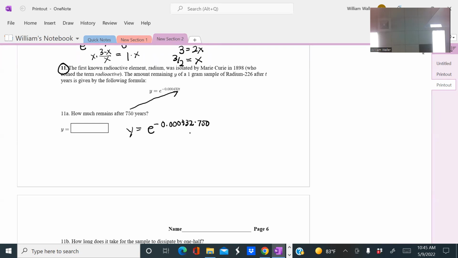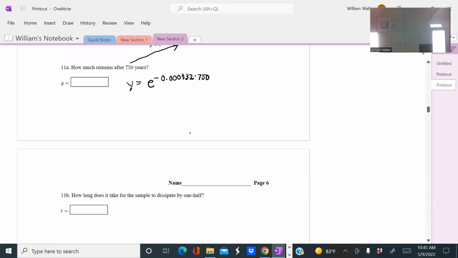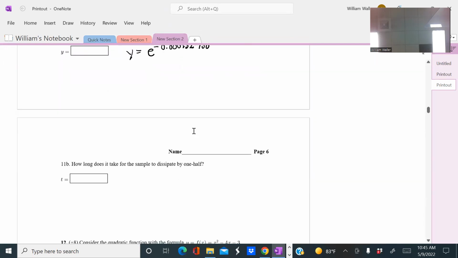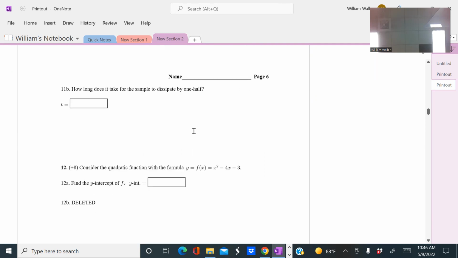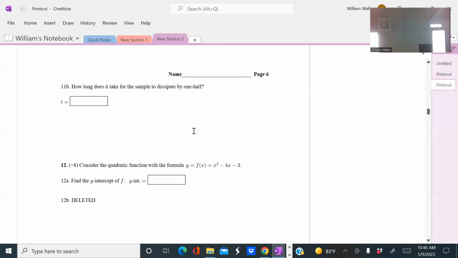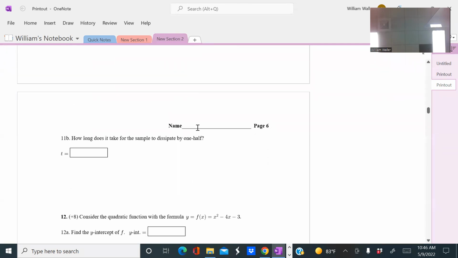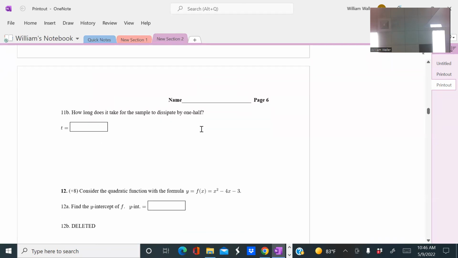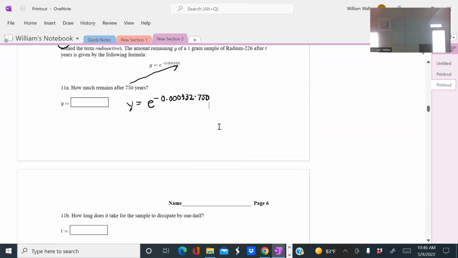So you can see the answers there on the answer key. We don't need to go through that calculation. What does the answer sheet say? Does anyone have the answer sheet to look at? All the way at the bottom. Yeah, all the way at the bottom. This is 11A. 0.72 grams. Yeah, so we only started with 1 gram, and after 750 years, we still have 0.72 grams there in that sample. So see, it decays slowly, right?